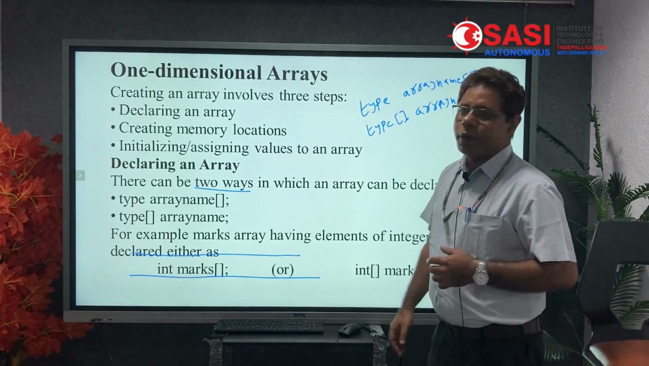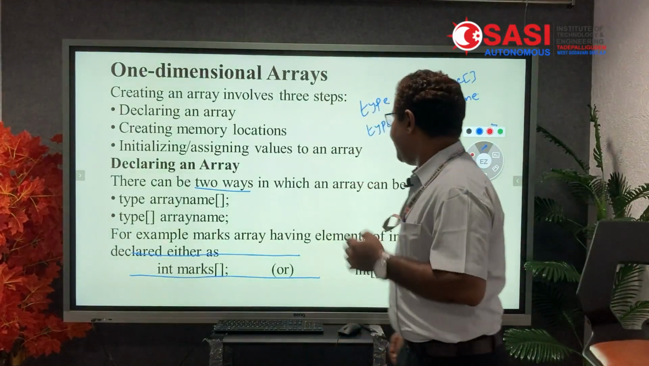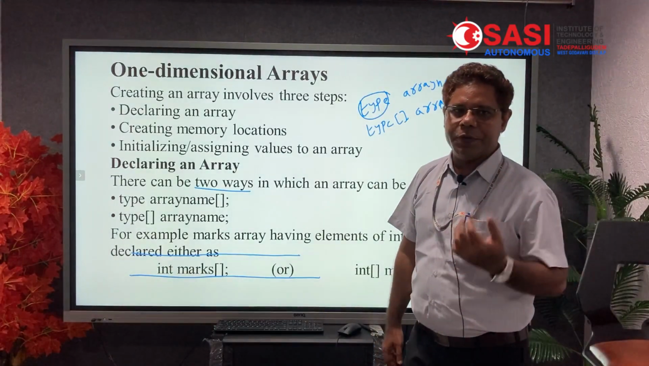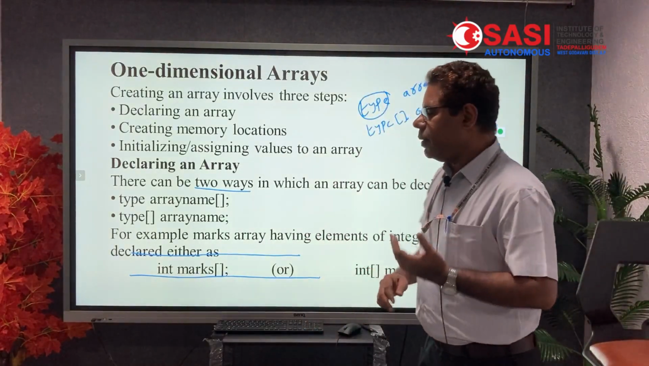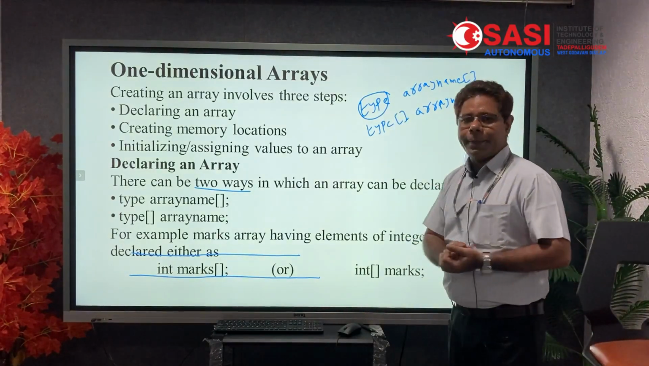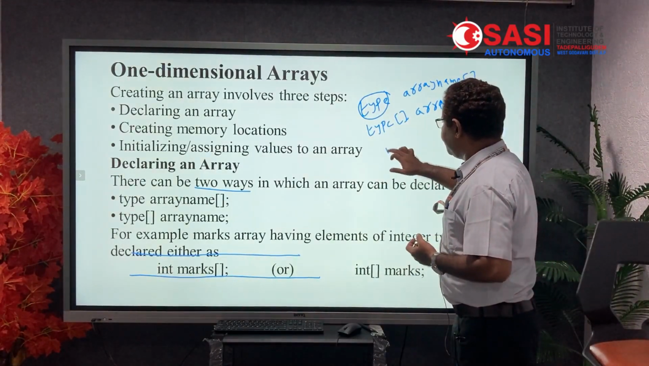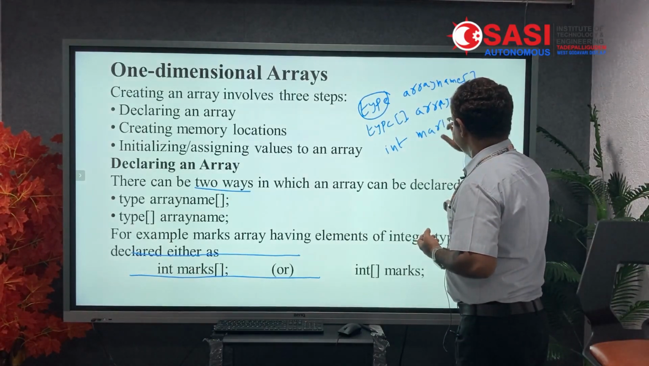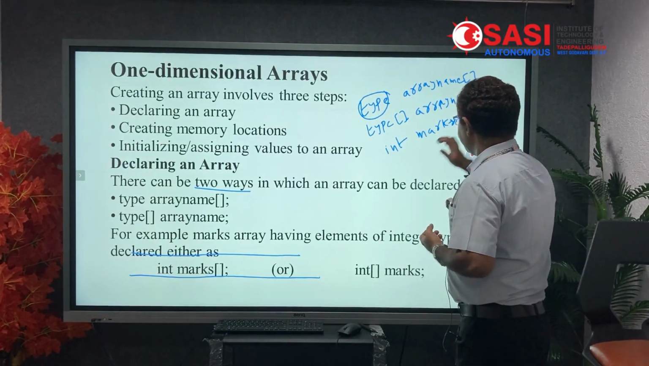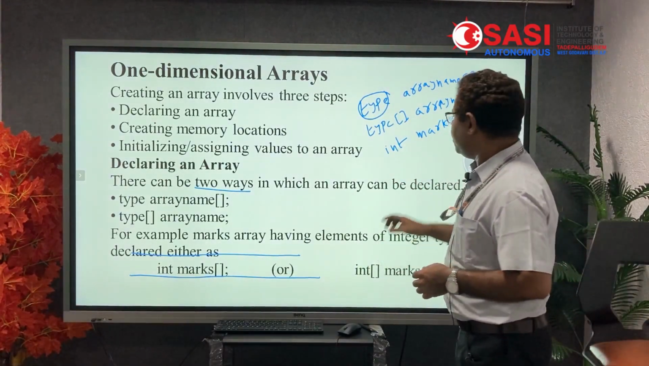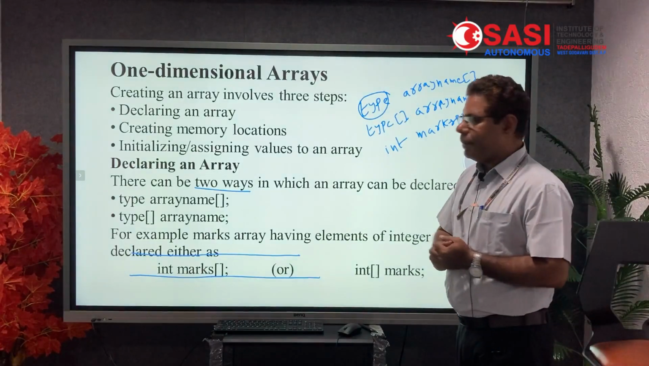So we have two ways to declare an array. Here, type means the data type. We can use either integer type or float type or double, so any data type. For example, int marks. So int is the type, marks is the array name.